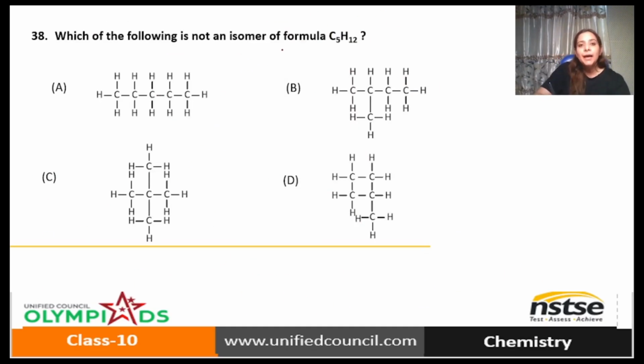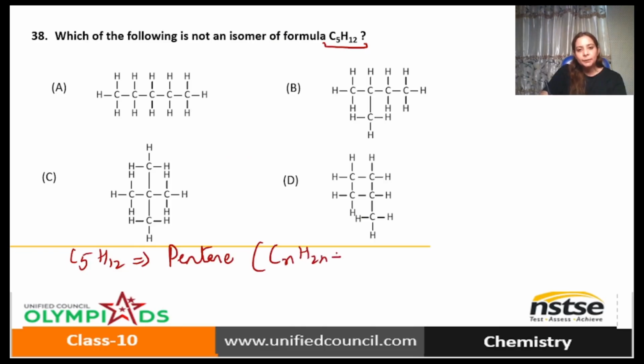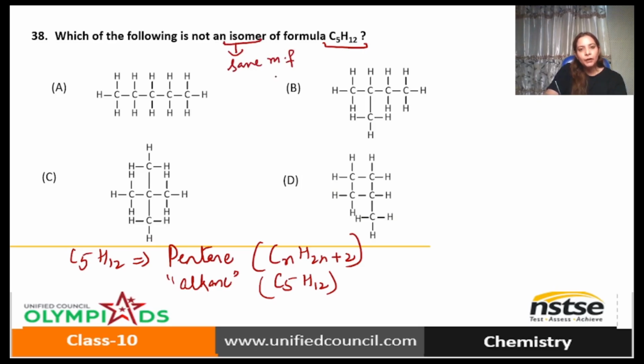Which of the following is not an isomer of formula C5H12? Let me tell you, C5H12 is pentane, because it follows the formula CnH2n+2. If you put n as 5, you will get this. So it is pentane, a member of the alkanes. And we know that isomers are basically those molecules which have the same molecular formula but different structures. This is what an isomer is.